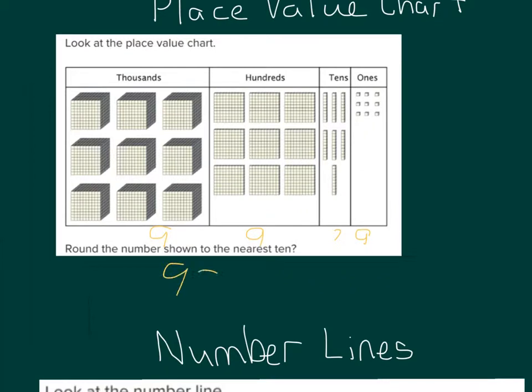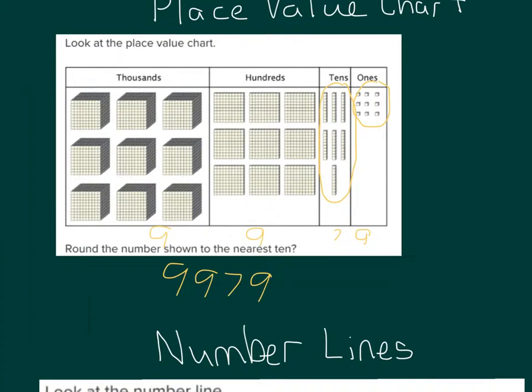9,979. And we're supposed to be rounding to the nearest 10. So when I look at the tens column, that's 70. I almost can make another 10 by looking at the ones, because I only need one more to make 10. That would make 80. So this is going to round to 80.